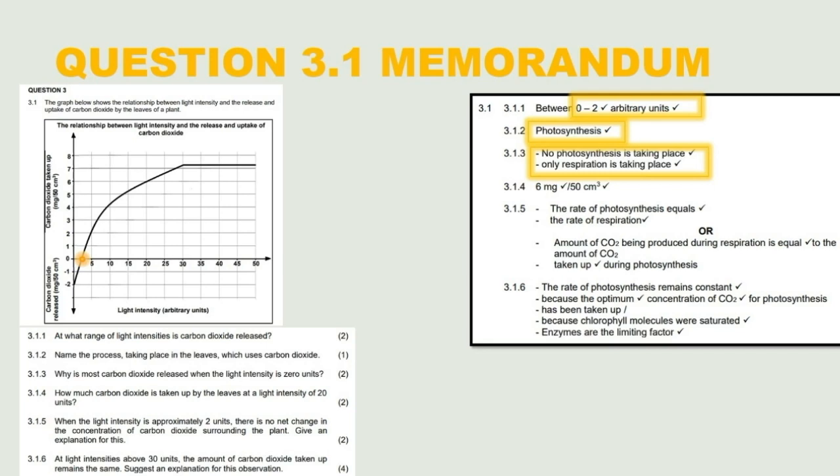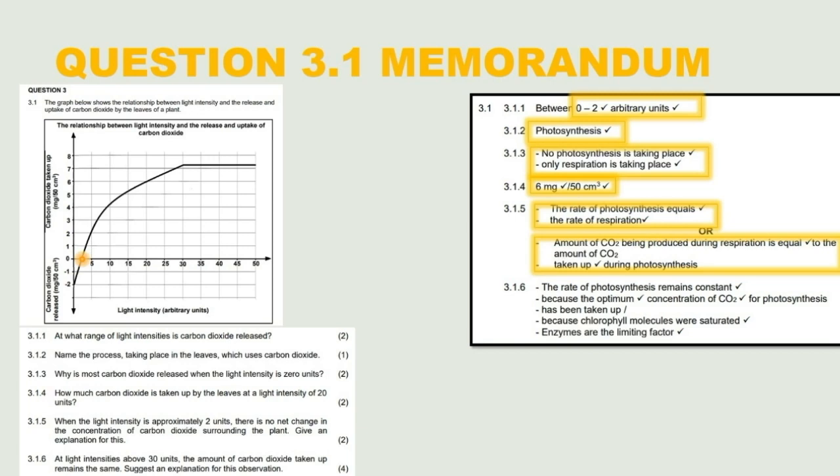Or you can also say that the carbon dioxide that is produced during cellular respiration is equal to the amount that is used for photosynthesis.